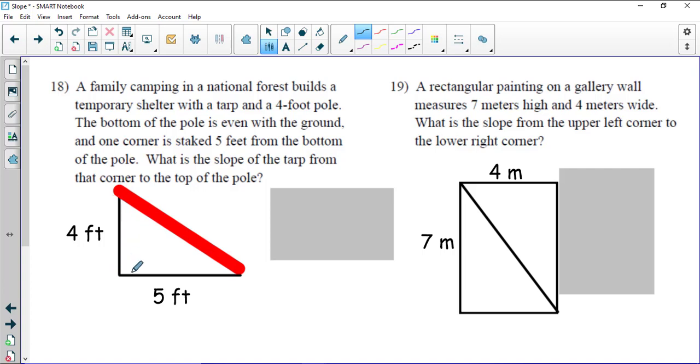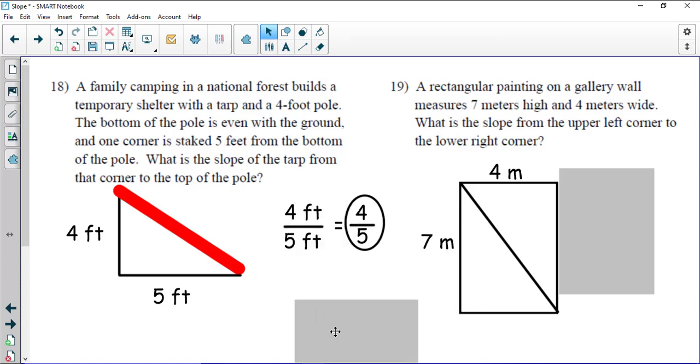So we've got a 4-foot pole, and this red tarp that we have here is going to be staked 5 feet from the bottom of the pole. So if we do rise over run, or vertical change over horizontal change, this is going to be 4 feet over 5 feet, which is a slope of 4/5.